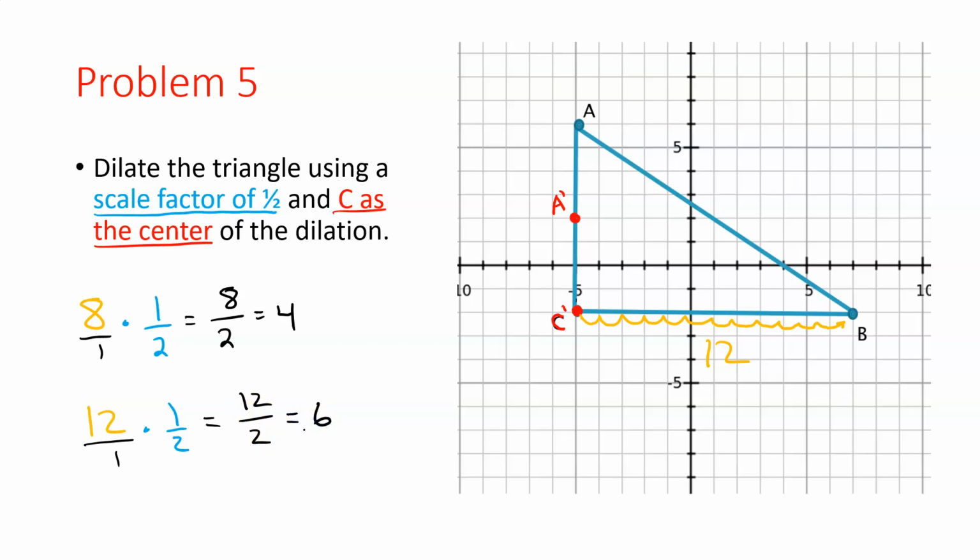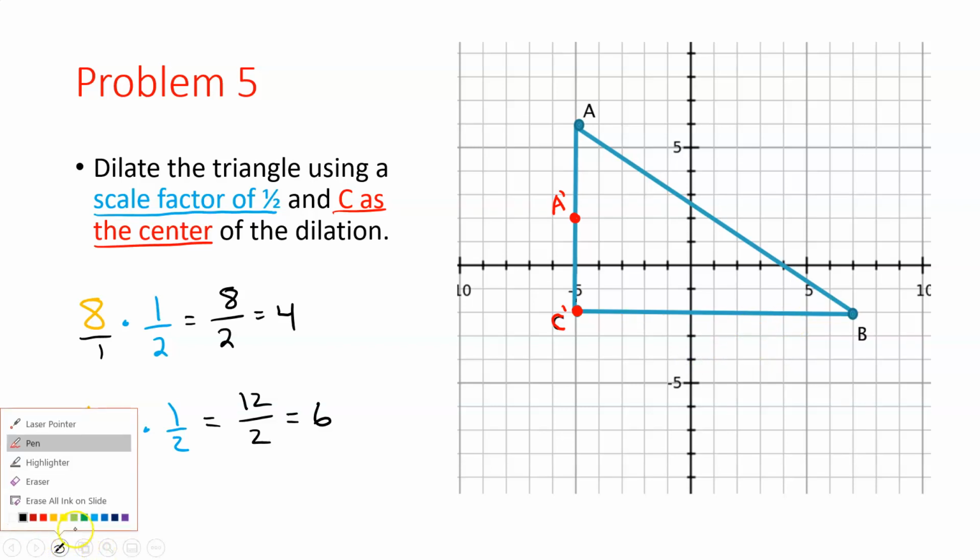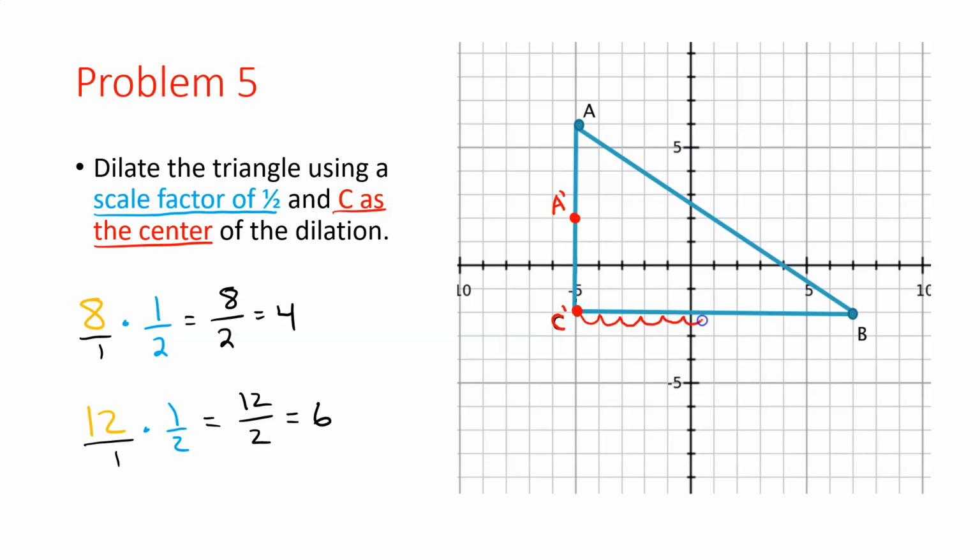That distance that used to be 12, it's now getting cut in half by a scale factor of 1/2. So we're only going to go over 6. From C to B, it used to be 12. We're only going to go over 1, 2, 3, 4, 5, 6. That is going to be your new B prime. And then C doesn't change. C is going to stay as C prime. We can go ahead and finish by connecting all 3 points. That is our new triangle here.